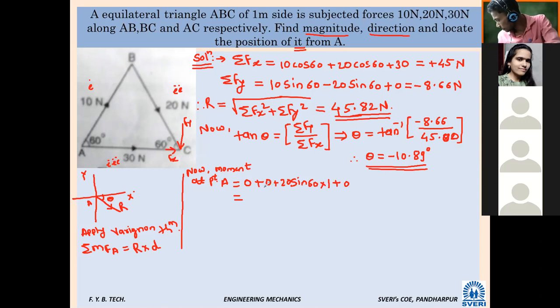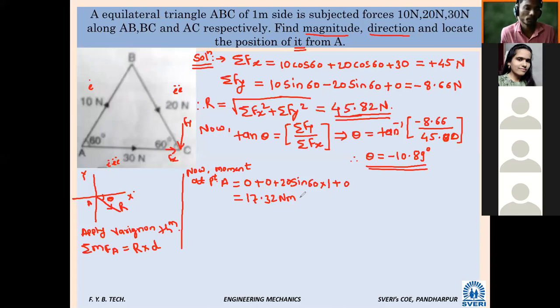17.32 Newton. Minus 17.32. What will be the unit? Is it force or moment? It is a moment, so the unit is Newton meter, not Newton, because it is a moment, it is not force.